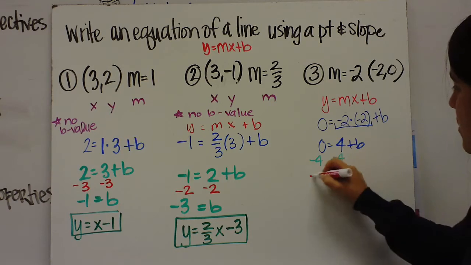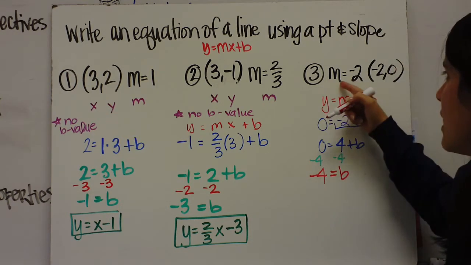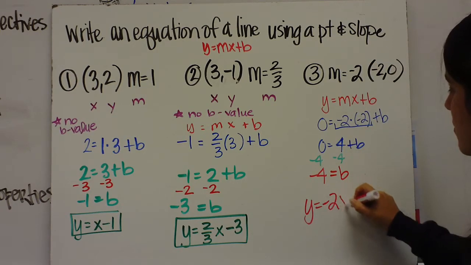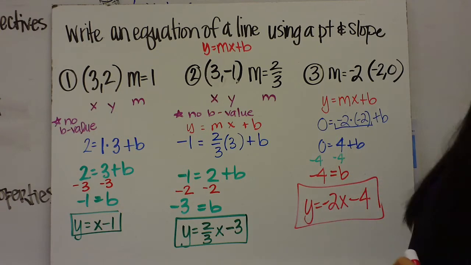And b is equal to -4. Now that I have my b value and I have my m value, I can write an equation: y equals mx plus b.